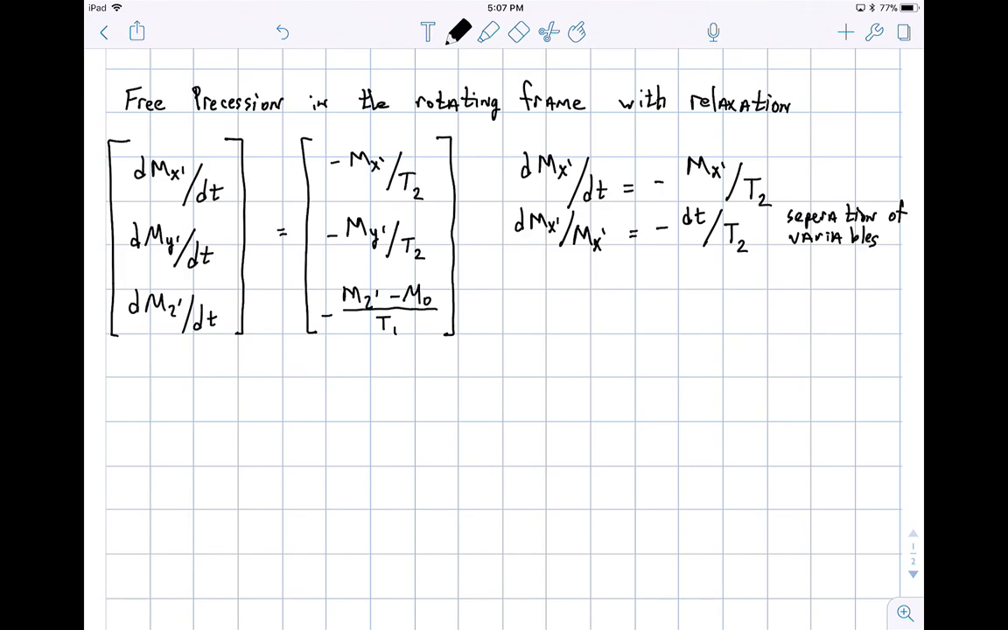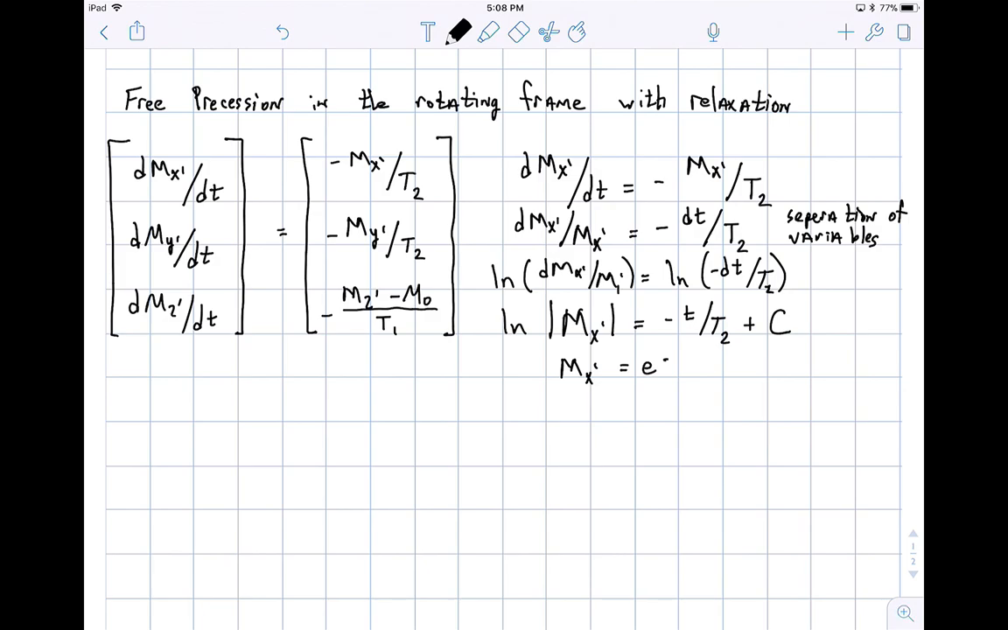Now I can take the log of both sides. The integral of dMx prime over Mx prime is the log of the magnitude of Mx prime, and that's equal to minus t over T2 plus a constant. And now I can exponentiate that to give me Mx prime is equal to e to the minus t.